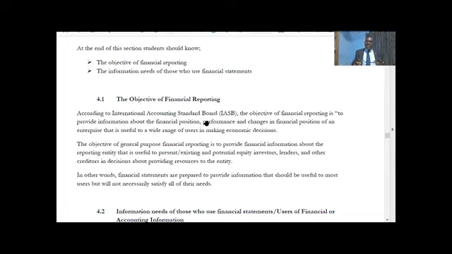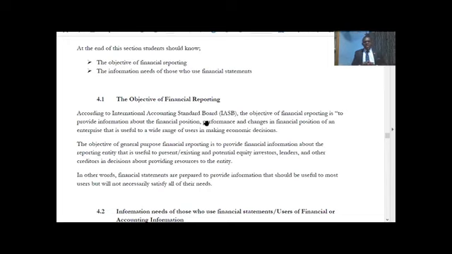So these are some of the reasons why financial reporting is important, or these are some of the objectives of financial reporting. It is important so that existing, current, and prospective investors take decisions about providing resources to the entity. Good.